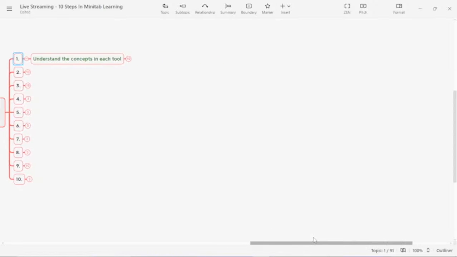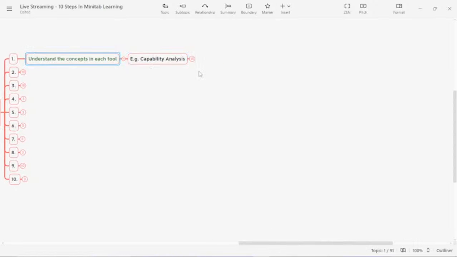When we are starting the learning of Minitab, the first important thing, even before starting the learning of Minitab, is to understand the concepts in each tool. Let me repeat that. We need to understand the concepts in each tool or technique that we are going to learn in Minitab. Now, what is the meaning of that? Let me explain that in detail.